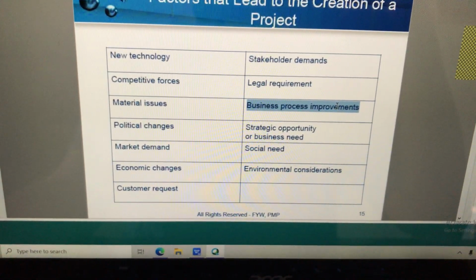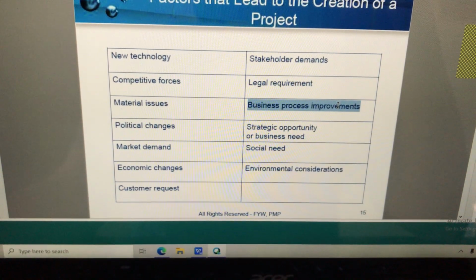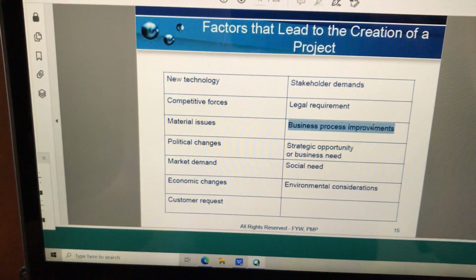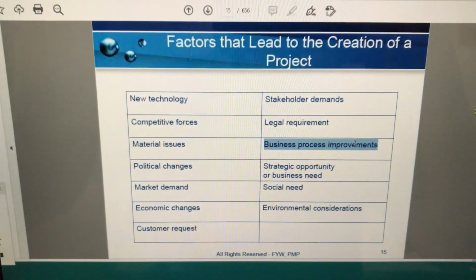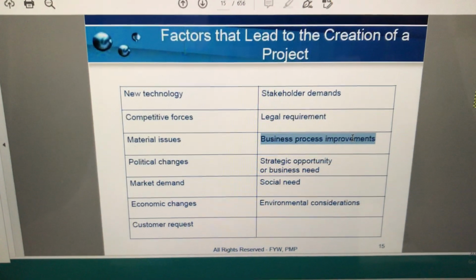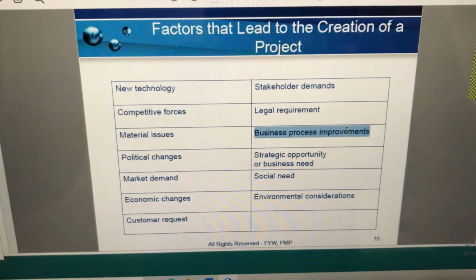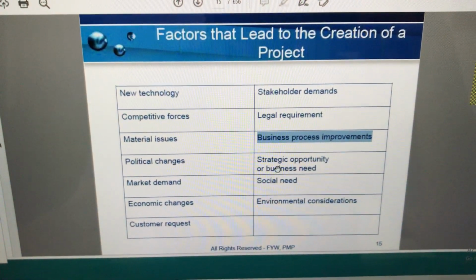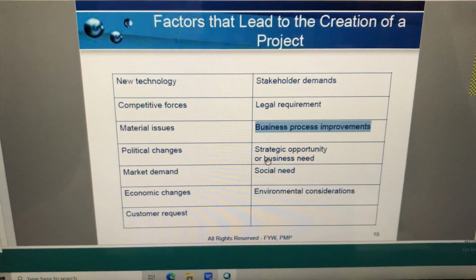Business process improvements. Yes, maybe your business processes are outdated. What happens in a service entity? People are always visiting the customer site to fix problems. But today you have remote login tools. Why could you not remotely log in with the customer's permission and resolve the problem? That way it is efficient. That way the customer also gets value. So business process improvements can also lead to projects.